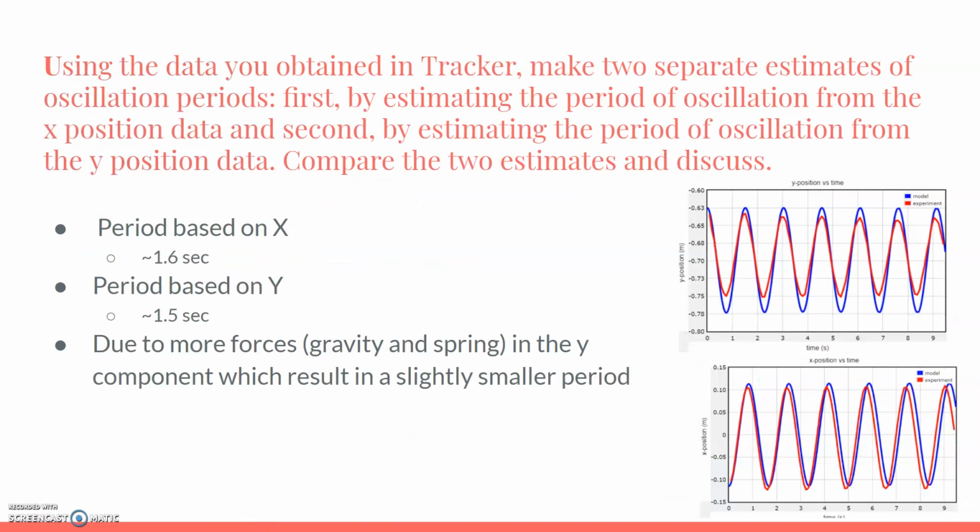Also, we can see the two different periods. So the period based on X was approximately 1.6 seconds, whereas the period based on Y was approximately 1.5. Now, this could be due to that there are more forces acting in the Y direction, the gravity and the spring, as opposed to just the spring in the X. And this resulted in a slightly smaller period when we used the Y position versus time to calculate it.